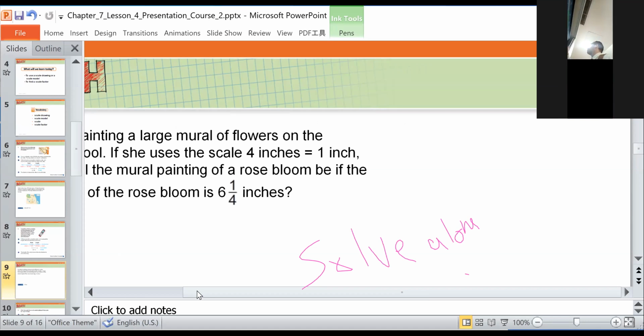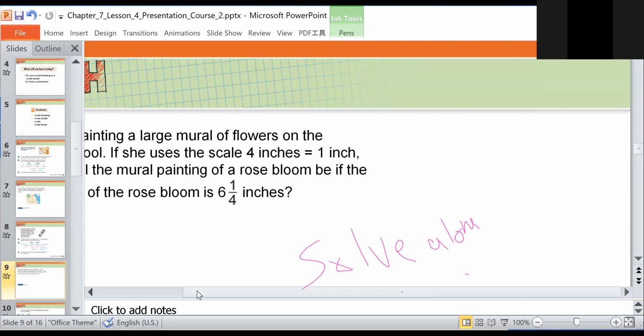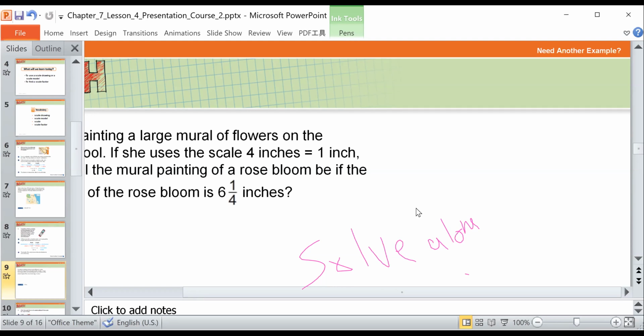Sorry for the interruption. Okay? Be with me now. I will finish this example. We will make that. Be with me. I will put this, 4/1. I will put that. 4/1 is equal what? This one is equal that, D/6 1/4. We will make that. 4/1 is equal D/6 1/4.